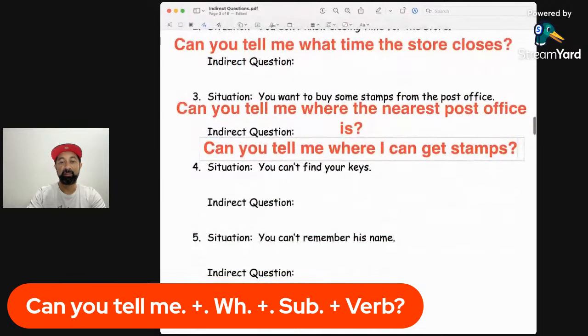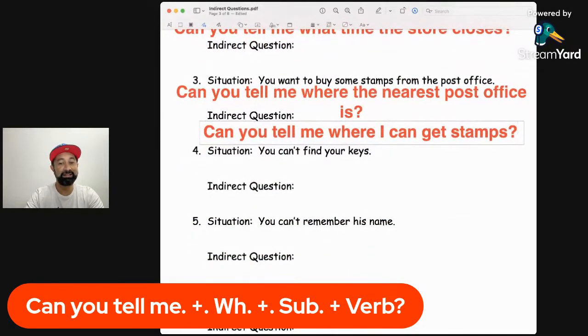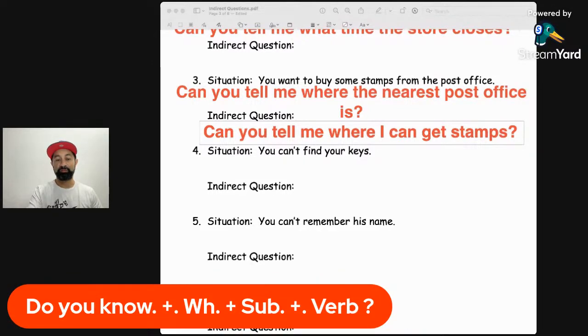Okay. Number 4. You can't find your car keys. You're at home. You've got your keys, but you can't find your keys. So that means you can't go outside. You can't lock your front door. But maybe your husband, wife, or your brother, sister, mom, dad are in the house. What question will you ask them? And will you use, can you tell me? Or will you use, do you know?